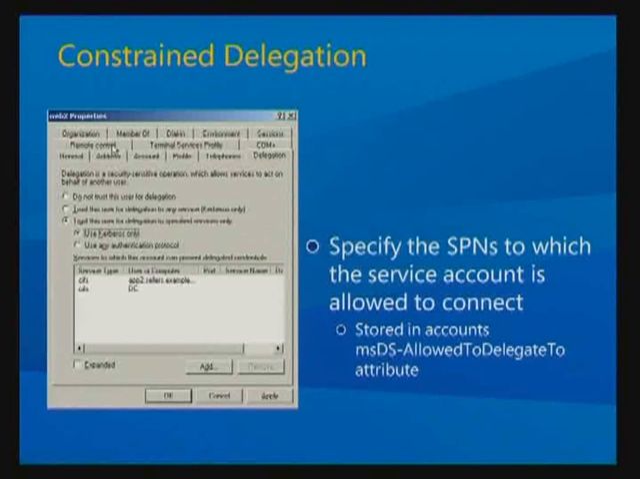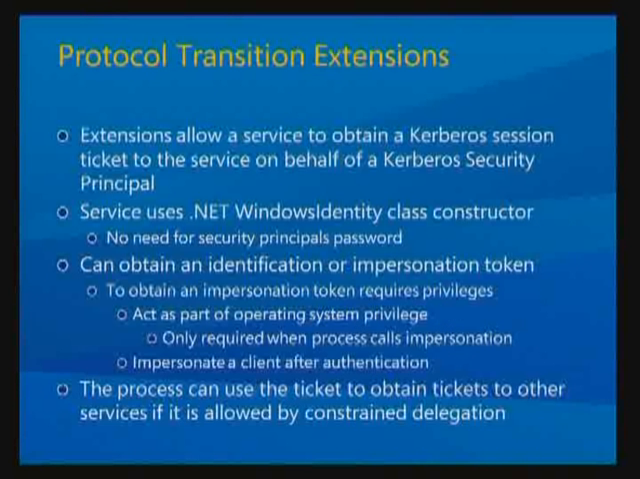So in terms of the protocol transition extensions, they allow the service to obtain a Kerberos session ticket to the service principal on behalf of someone else. The service uses the .NET WindowsIdentity class constructor. And what I can do, as an application, provided constrained delegation is enabled, is say, give me a Kerberos ticket for anyone I like, and I will get it back.